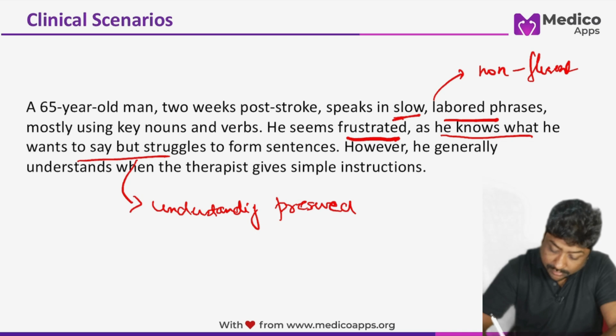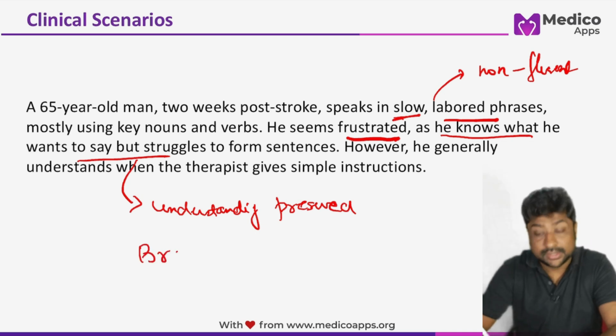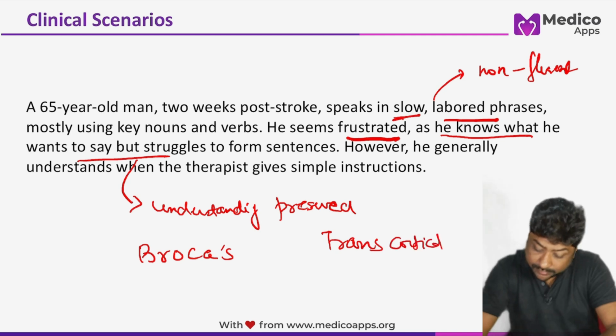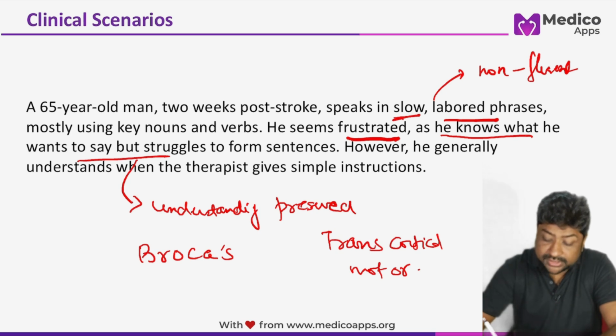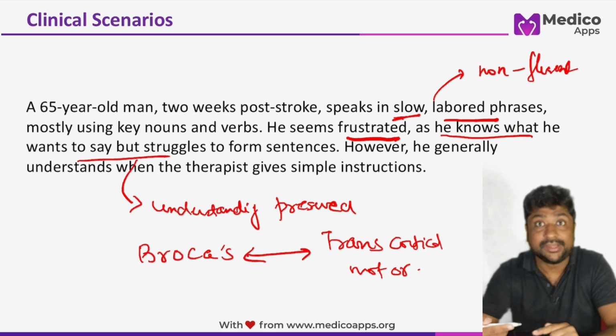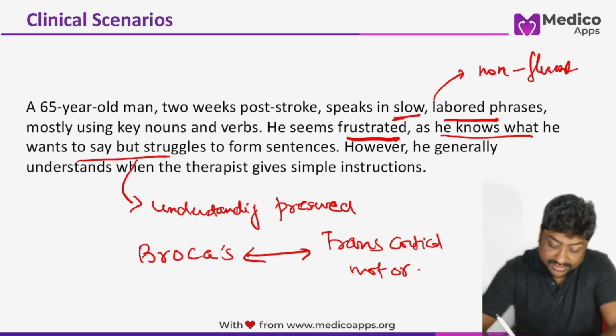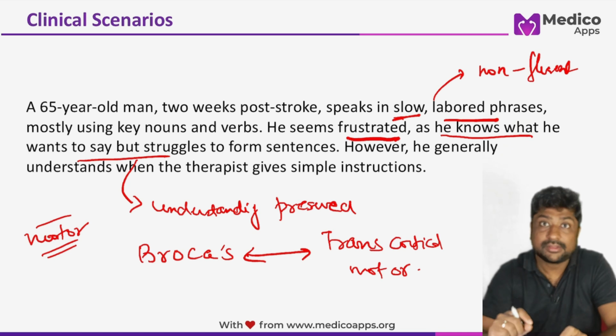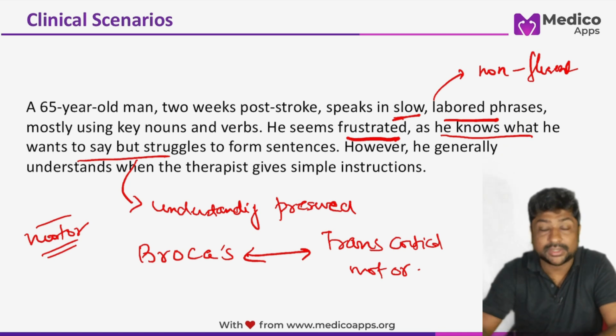If his understanding is preserved and he is non-fluent, however he generally understands simple instructions from the therapist, this can be Broca's. It can be transcortical motor. But how do you differentiate between both of these? It is primarily differentiated by his ability to repeat. So this is a motor aphasia. It can be Broca's, it can be transcortical motor aphasia.